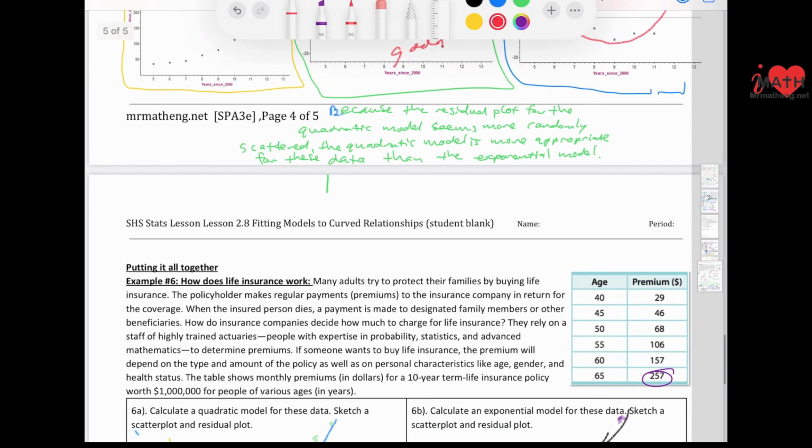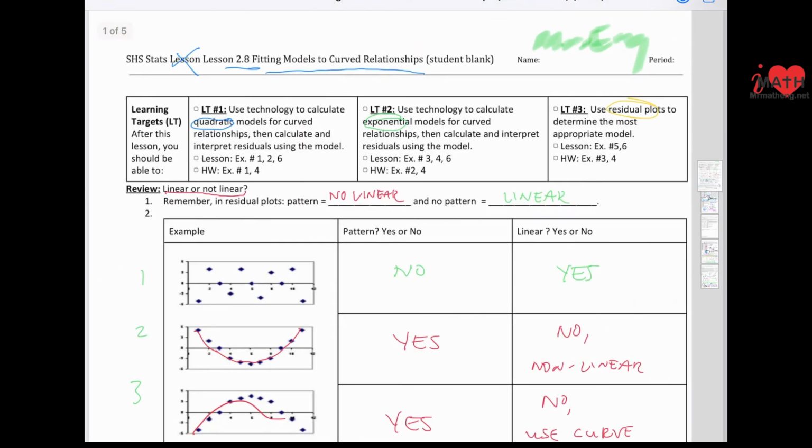So let's just quickly review what we've done so far. In lesson 2.8, we're going away from linears and we're talking about quadratics and exponentials, and we're using those residual plots to determine which of those curved models we should use.